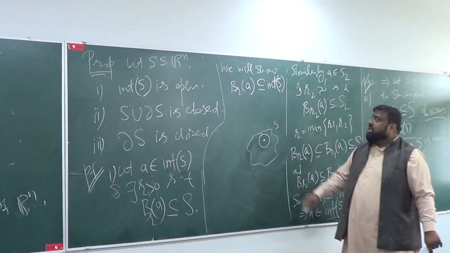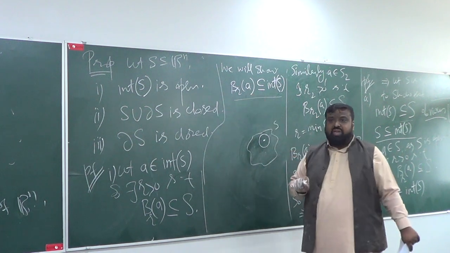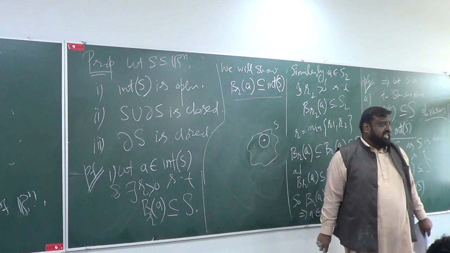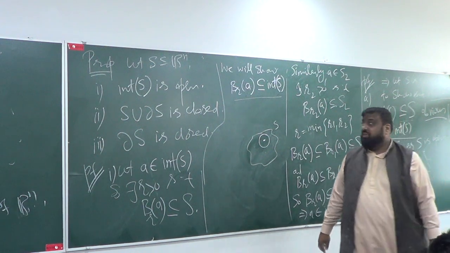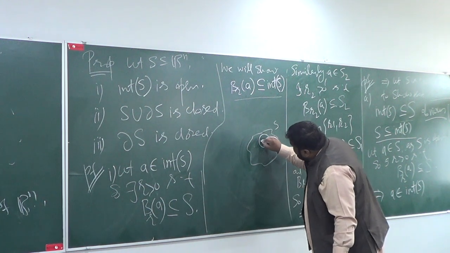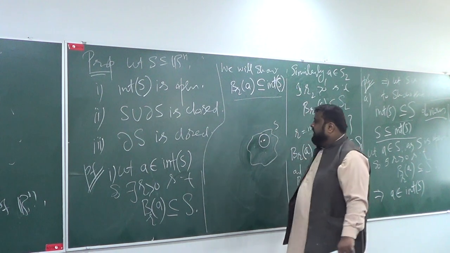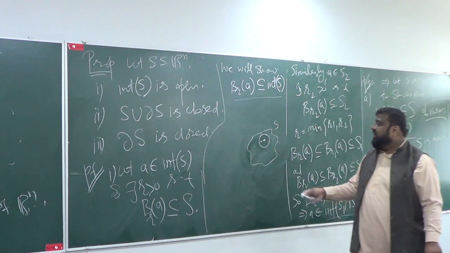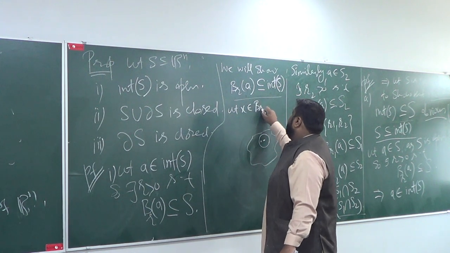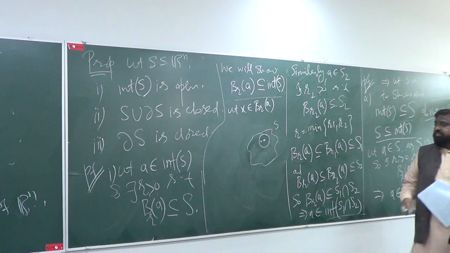In order to show this, I need to pick an arbitrary point from here, and I need to show that this arbitrary point is also in the interior. That's what I'm going to show. So let's take a point. In other words, from this point, I'm taking another point, maybe calling it X. So let me take X from V_r of A. And watch.